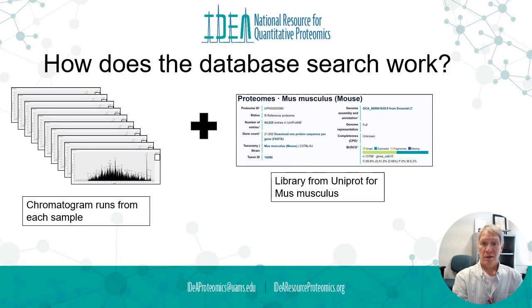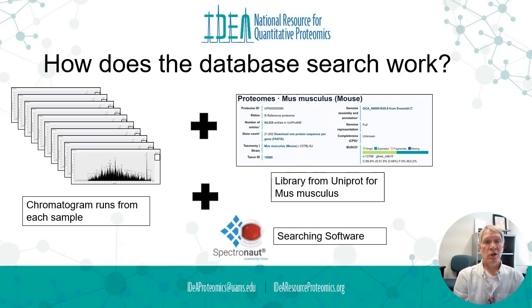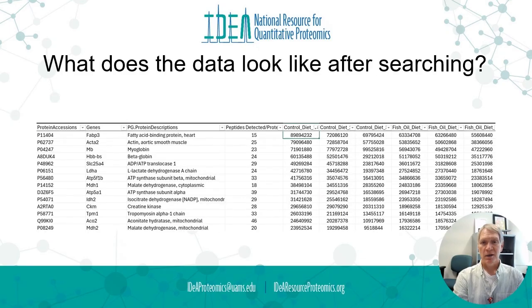And so we're going to find the library that's specific for mice, and we're going to download that, and then we're going to use some searching software. The software we used for this experiment was called Spectronaut, which is a commercially available software that will go through and match these things up and give you an output.